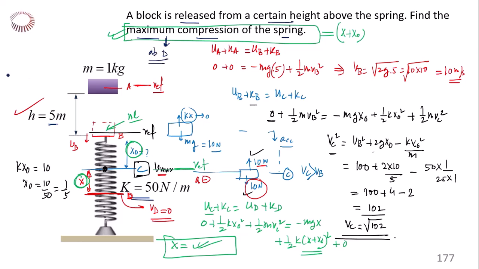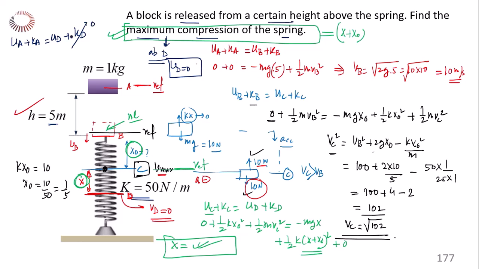At point D, the velocity has to be 0. So if I apply the work energy theorem between A and D, taking A as the reference line and D as the final point, I can directly write the energy equation. Initial potential energy at A plus kinetic energy at A is equal to potential energy at D plus kinetic energy at D.